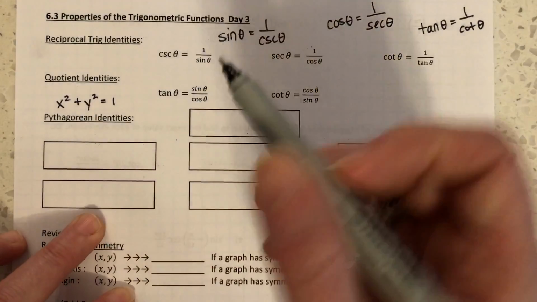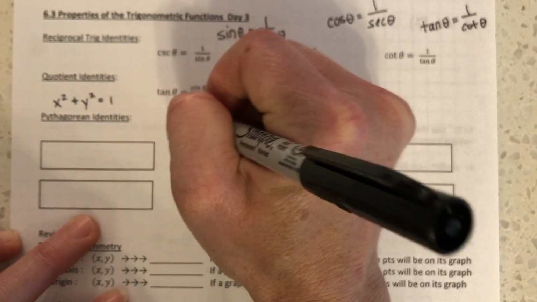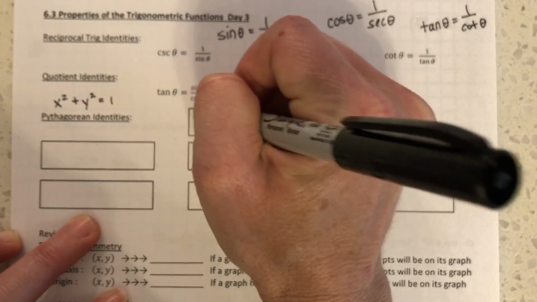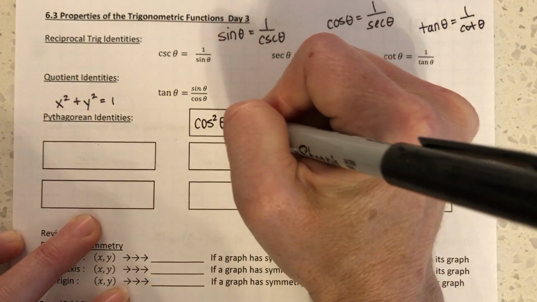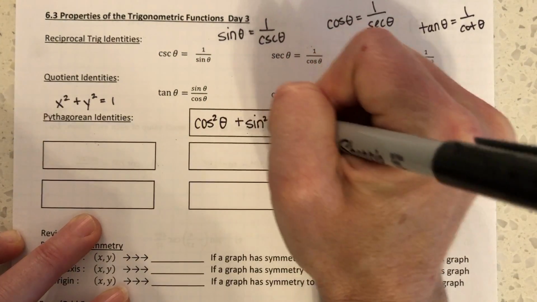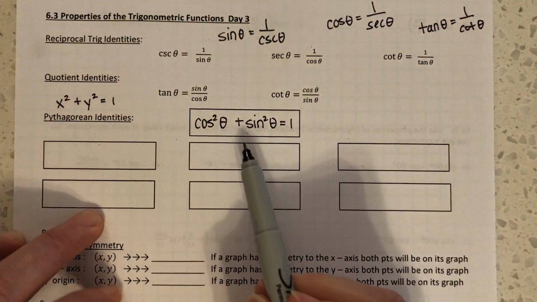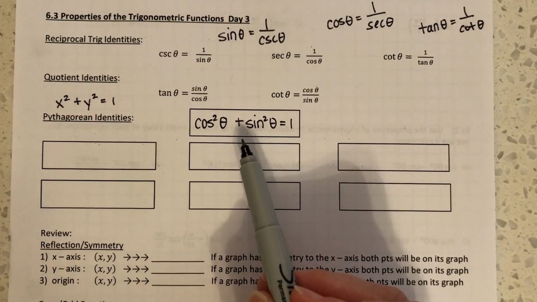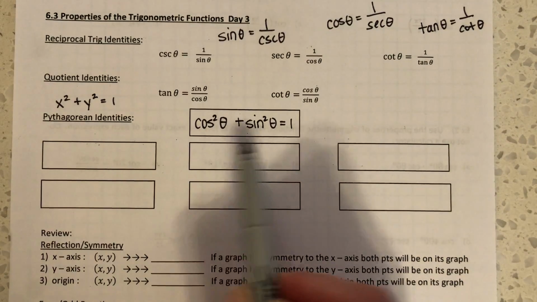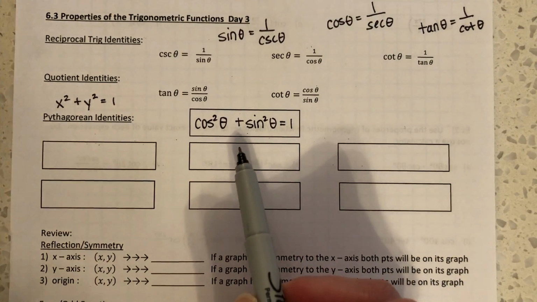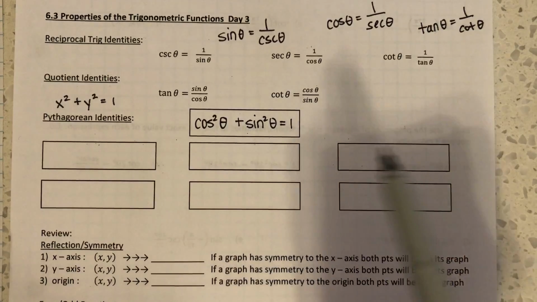So then we could substitute x with cosine, and you get cosine squared theta, plus we can substitute y with sine, sine squared theta, and it equals 1. And that is the first Pythagorean identity. And then we get all the other Pythagorean identities just by manipulating it and moving things around, creating more statements of equality.